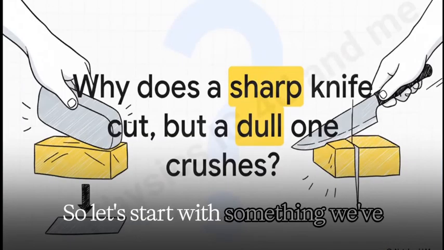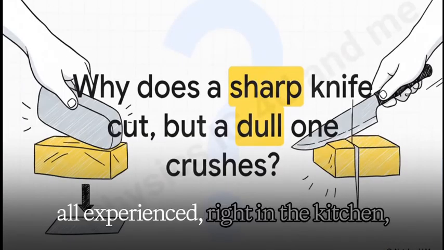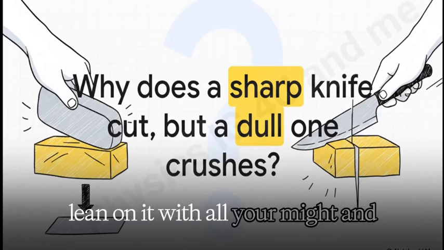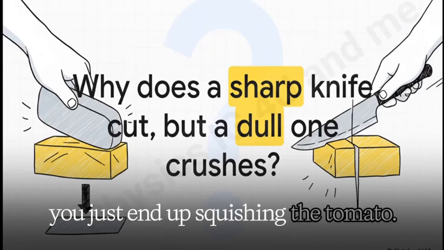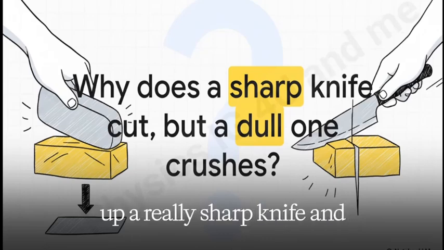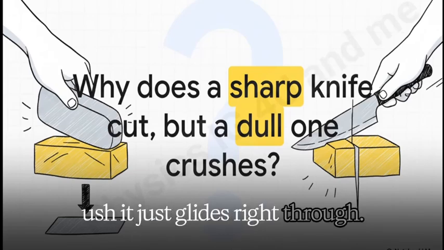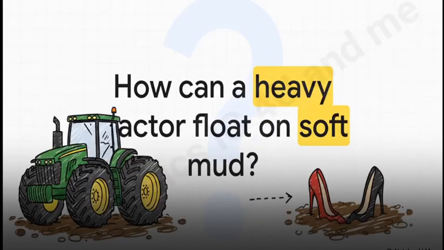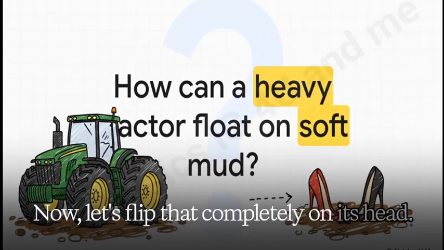So let's start with something we've all experienced, right? In the kitchen. You grab a dull knife and you can lean on it with all your might, and you just end up squishing the tomato. It's a mess. But then you pick up a really sharp knife and whoosh, it just glides right through. So, what is really going on there? What's the secret?